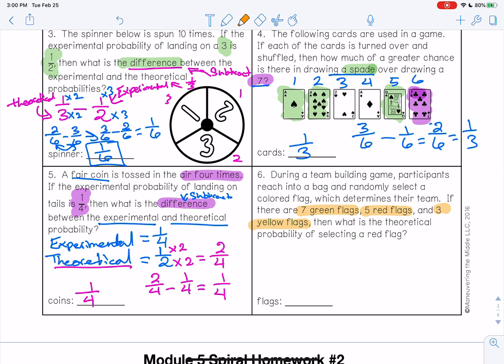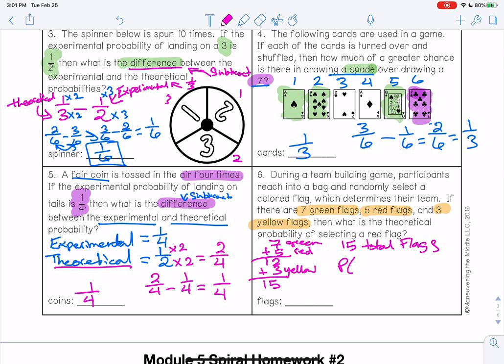So in this case, the first thing we need to do is calculate the total number of outcomes, right? Because it's the number of successes over the total number of outcomes. So altogether, how many flags are there? So there's 7 plus 5, which gives us 12, plus 3, which gives us 15. So there were 7 green, 5 red, and 3 yellow. That's where I got my numbers from. So there's 15 total flags.